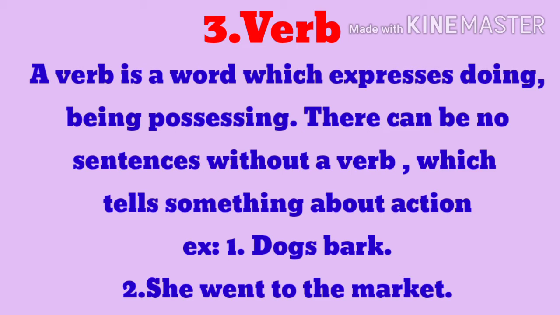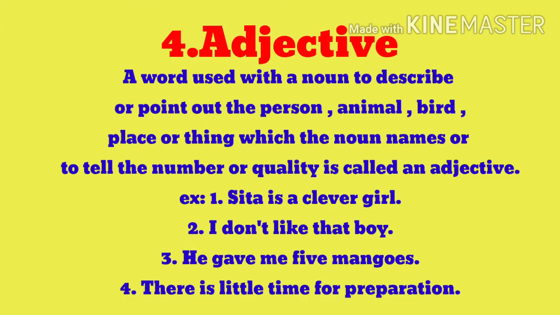Next example, she went to the market. Here, went is a verb. The word went shows the action of a person. Now, let us know the fourth part, an adjective. A word used with a noun to describe or point out the person, animal, place, or thing which the noun names, or to tell the number or quantity is called an adjective.